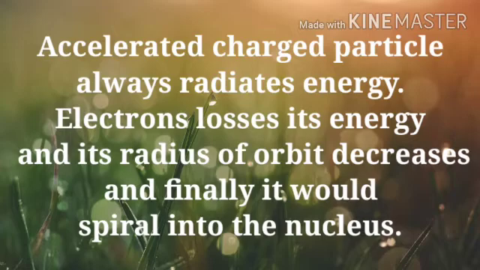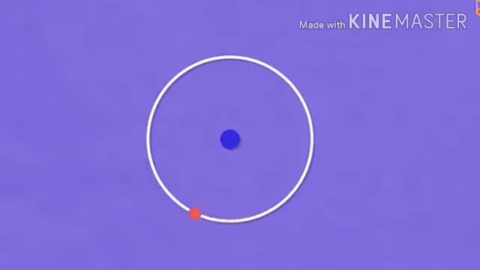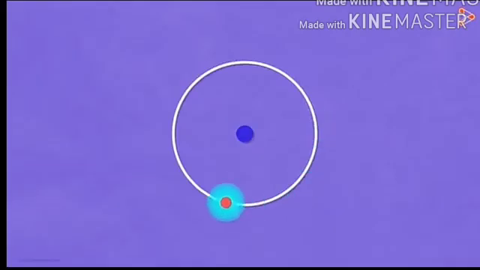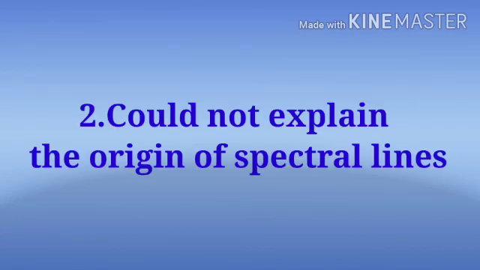For example, if you are in a running race and running with acceleration, you will lose your energy. After some time you will fall down. Same here, this electron will lose all its energy and its radius goes on decreasing, and it will collide with the nucleus. Here you can see that this electron is revolving and this energy is being liberated. After releasing energy, the radius is decreasing and it comes to hit the nucleus and it collapses. Therefore, it does not explain the stability of the atom. The second one is that it could not explain the origin of spectral lines.